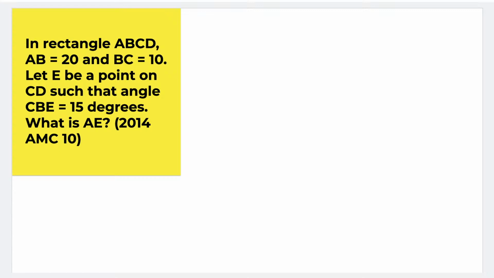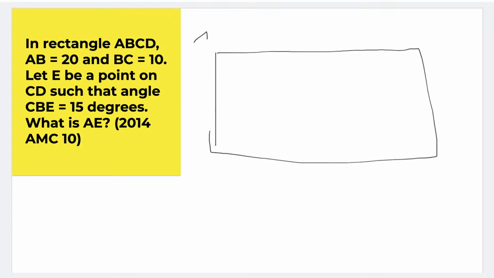I'm gonna draw the diagram for you guys. So basically, there's a rectangle which is A, B, C, D. So remember, it's a geometry problem. We draw it out. This is A, B, C, D, 20 and 10, because AB is 20 and BC is 10. So let E be a point on CD such that angle CBE equals 15 degrees. What is AE? This is 15, and you want to find the length of AE. I'm gonna let you guys solve this now.